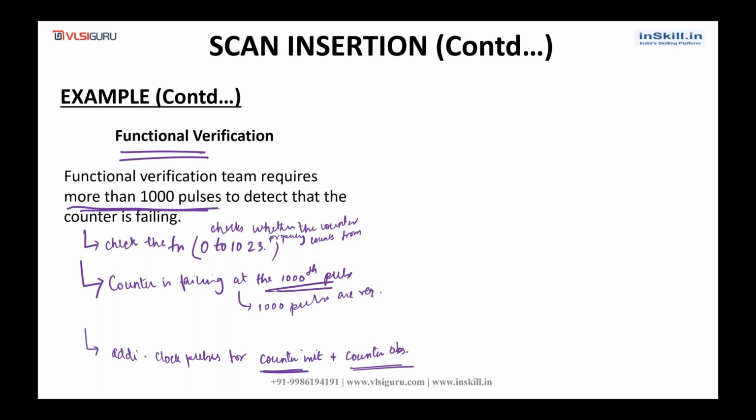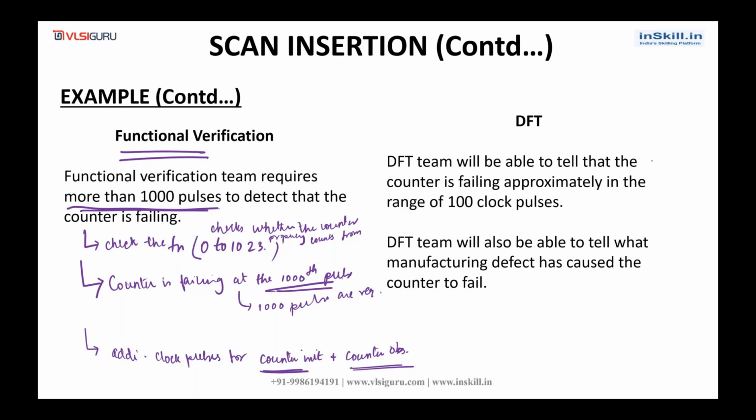Okay, now coming to the DFT team. We can tell that the counter is failing approximately in the range of 100 clock pulses. A range of 100 clock pulses means it can be somewhere around 80, 90, 100, 150 like that. So in the range of 100 clock pulses itself, the DFT team is able to tell that the counter is failing, whereas the functional verification team requires more than 1000 clock pulses.